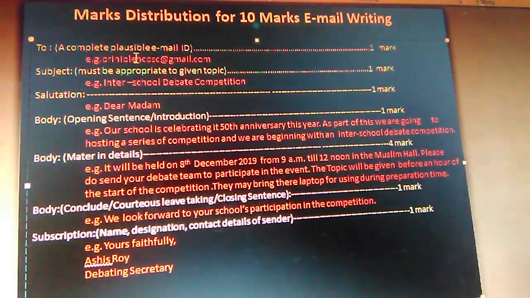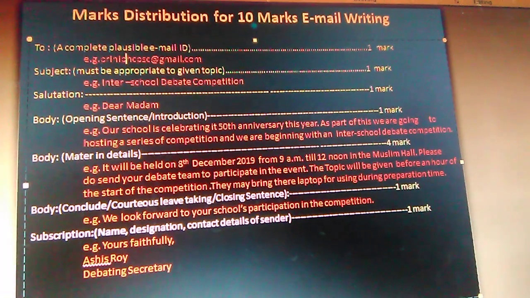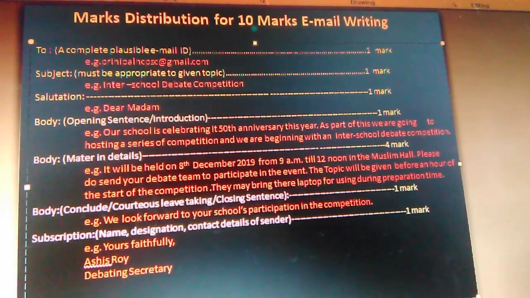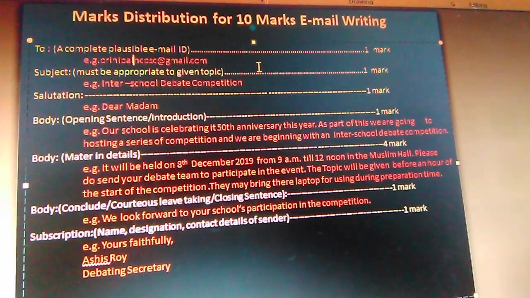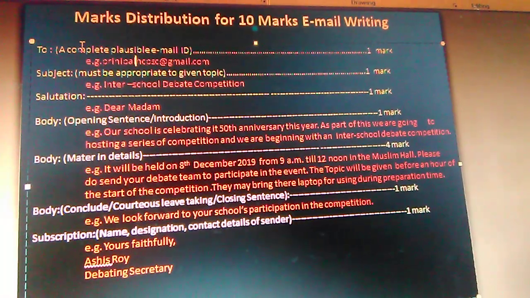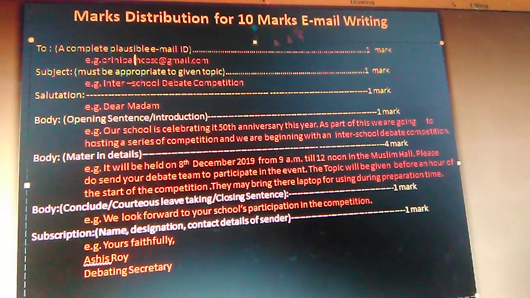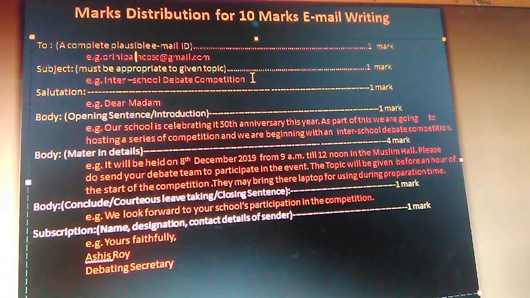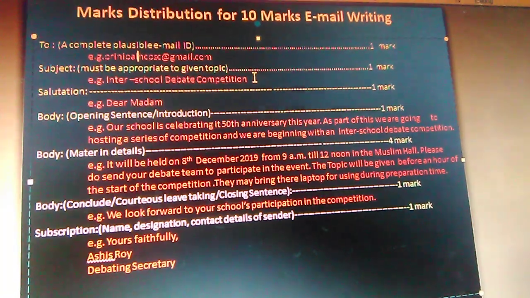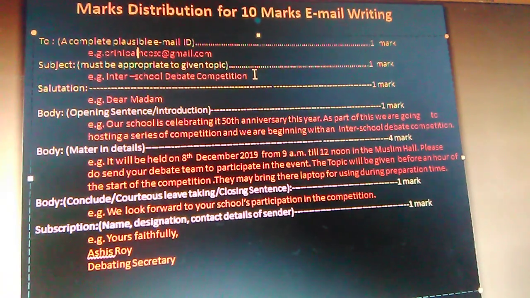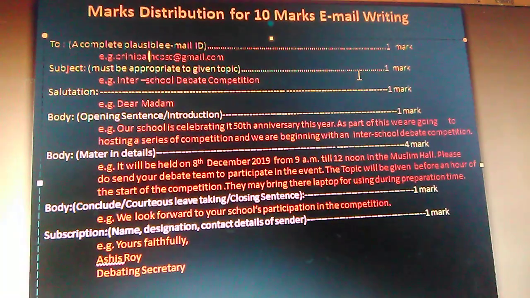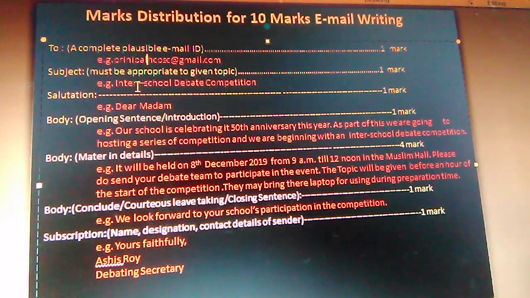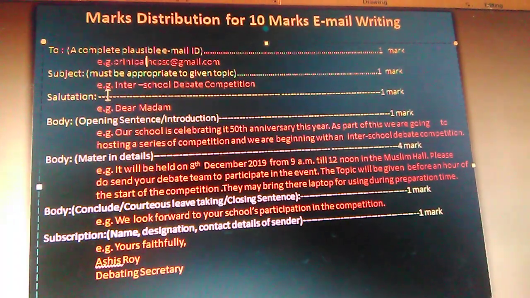principal hpac@gmail.com. So you have to write an email address correctly, then you will get 1 mark. Subject must be appropriate to the given topic. If your subject is appropriate to the given topic and it is written in words or a phrase, then you will get 1 mark. Inter-school debate competition, that is the topic of the email, based on the sample question.